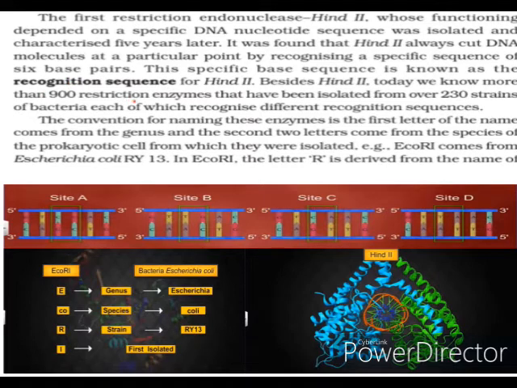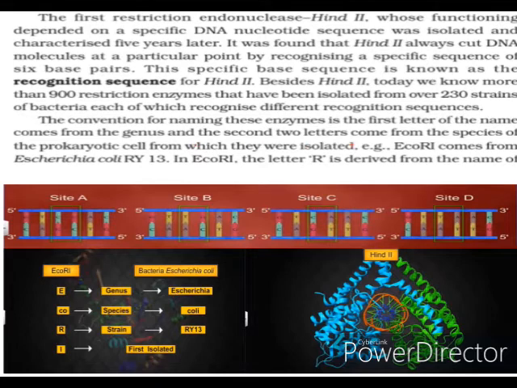Apart from HindII, scientists have isolated over 900 restriction enzymes from over 230 strains. More than one restriction enzyme can be isolated from a single bacterium. All these 900 restriction enzymes contain a specific recognition site. Each enzyme's recognition sequence is different from the other enzyme. And the convention of naming these enzymes is that the first letter of the name comes from the genus. Take EcoRI as an example. The first letter E comes from its genus name Escherichia.